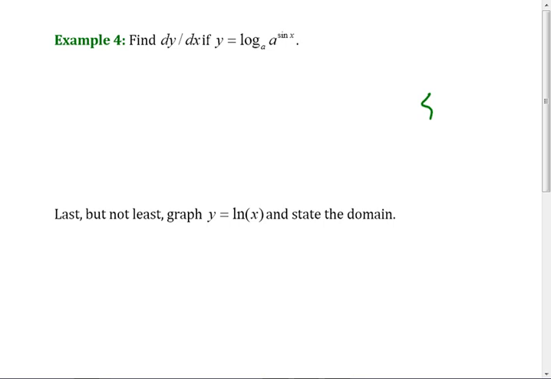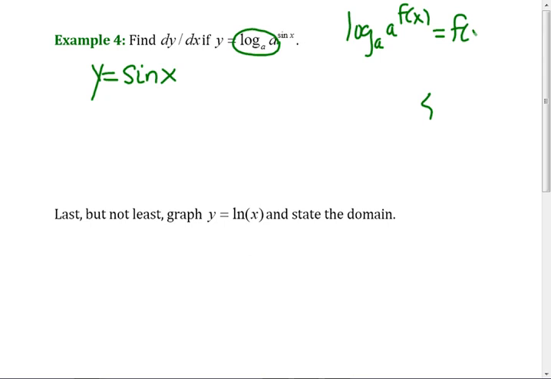There's an easy way to do this, and there's a hard way to do this. Well, the hard way is to use that change of base. I just changed the base. But there's an easier way, because you remember what this does? Log base a of a, it undoes it. So it's just the sine of x. Remember, log base a of a to the f of x is f of x. It's just properties of logs. So what's y prime? Yeah, it's cosine x. Easy. If you use properties of logs, things get a lot easier.